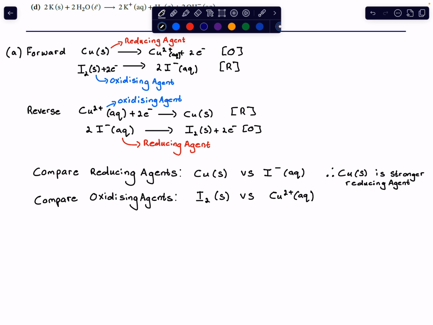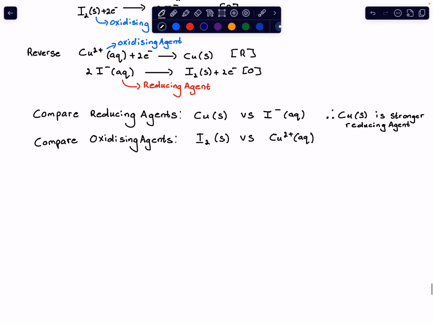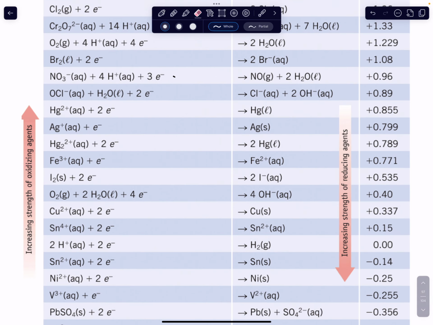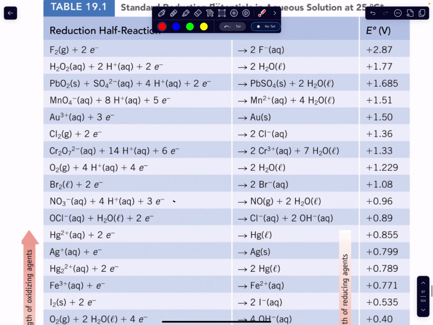And hopefully your intuition should tell you that I2 would like to be reduced preferentially over copper 2 plus. But let's see what the table says. So we're again here, and we see that I2 lies above copper 2 plus. And we know that the strength of our oxidizing agents increases the higher they lie on the table.